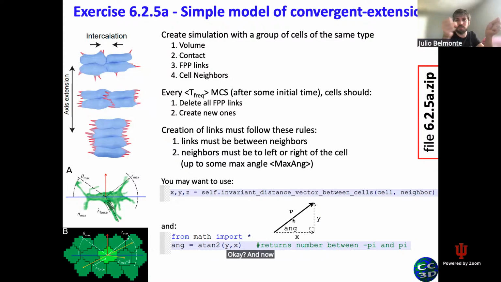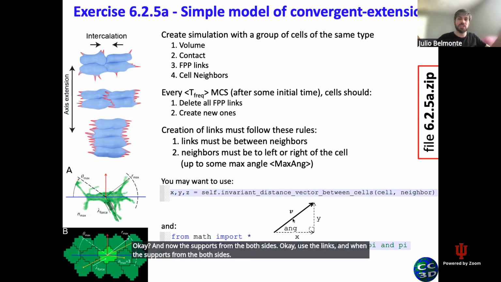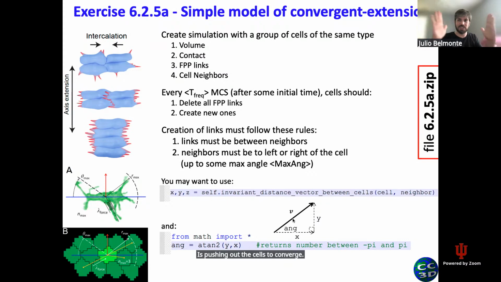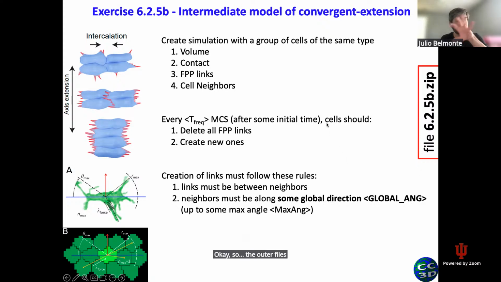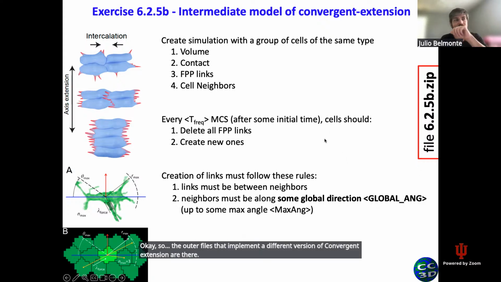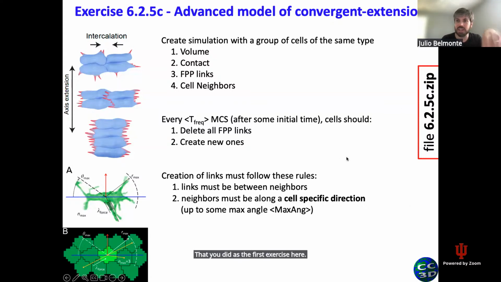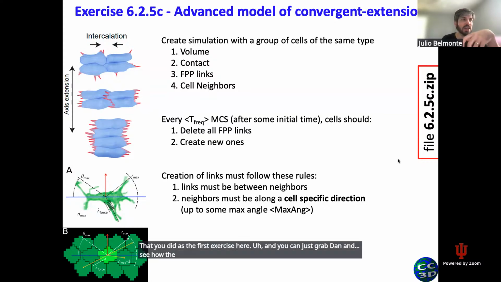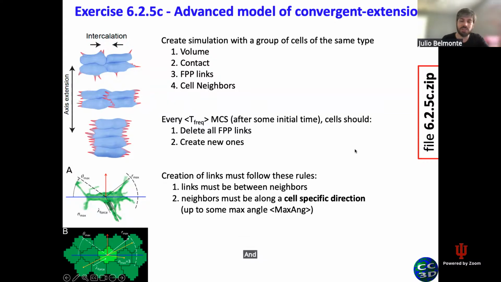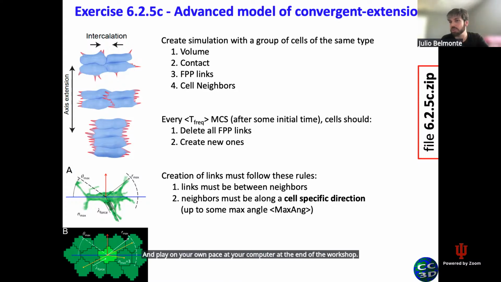And now the cell pulls from both sides, using the links. And when the cell pulls from both sides, it is pushing the cells to converge towards this line, and therefore your tissue starts to extend in the other direction, okay? So the files that implement the different versions of convergent extension are there. The basis is again the cell crawling of deep tissues that you did as the first exercise here. You can just grab them and see how the code looks and play at your own pace on your computer at the end of the workshop, or maybe tonight before the next live session tomorrow.